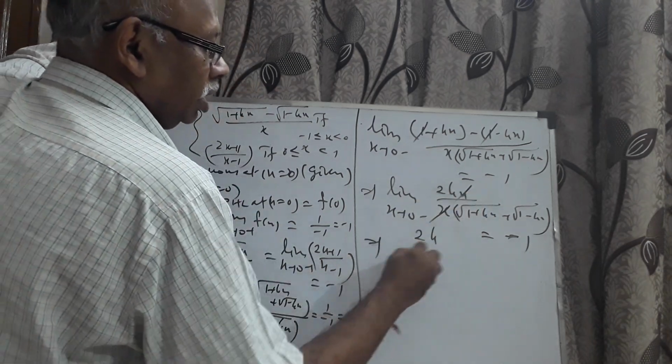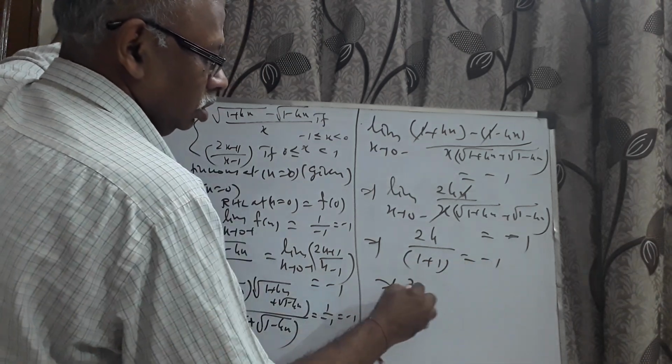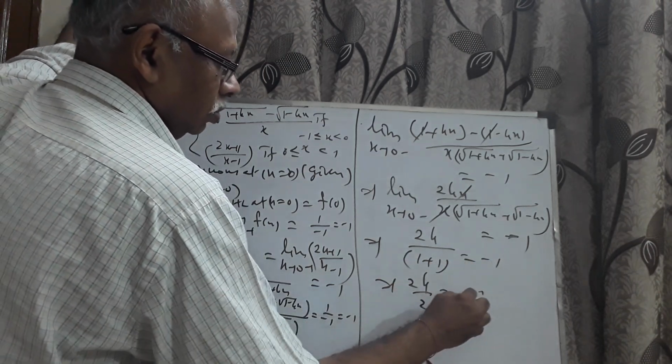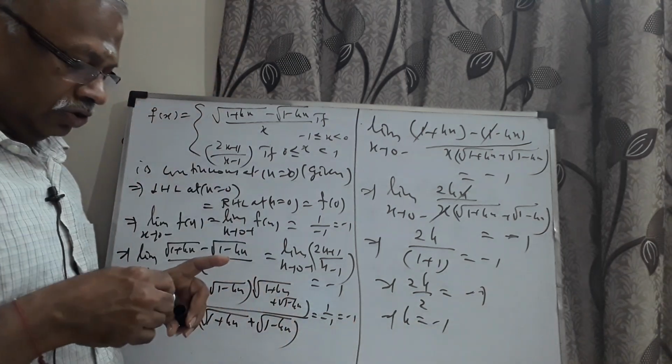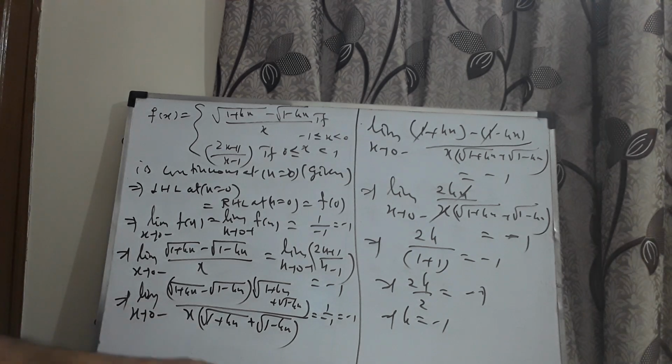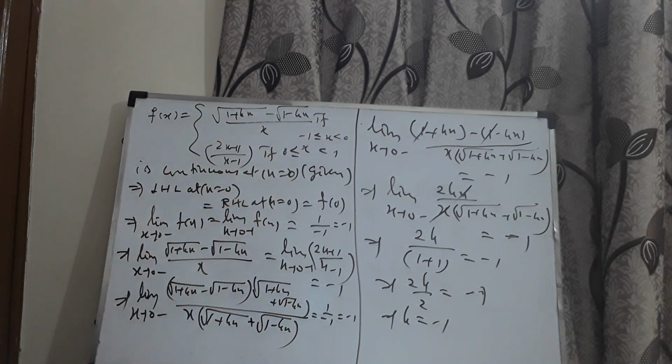Let me apply the limit now. 2k/(1 + 1) = −1, so 2k/2 = −1, which implies k = −1. Therefore, write down that the value of k should be −1 for the given function to be continuous at x = 0. I repeat, this is a function defined which is continuous at x = 0. Therefore, the limiting value equals the function value.